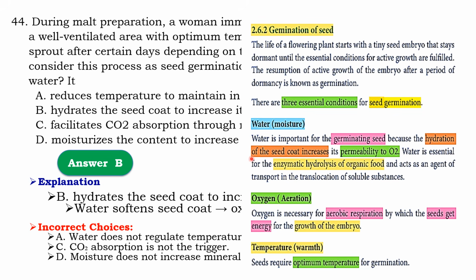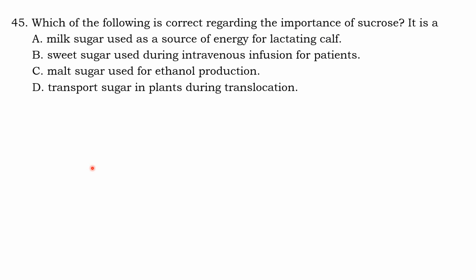So we can look on biology, grade 10, about germination. There are three essentials for seed germination. These are water, which is important for germinating seed because hydration of the seed coat increases its permeability to oxygen. So water is essential for enzymatic hydrolysis of organic compound, and it acts as agent of transport in translocation of soluble substance. And also read about importance of oxygen and the temperature. So the answer should be B.